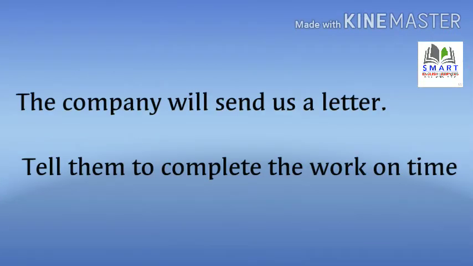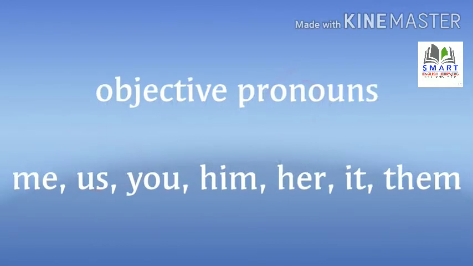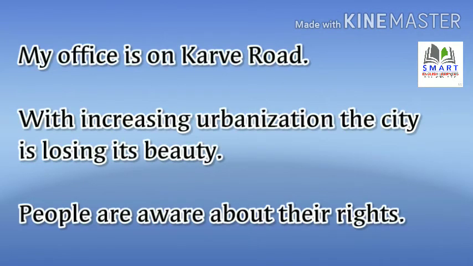The company will send us a letter. Tell them to complete the work on time. In these 2 sentences, the words us and them are pronouns. These are called objective pronouns because these words function as objects in the sentence. Let's look at some more examples.